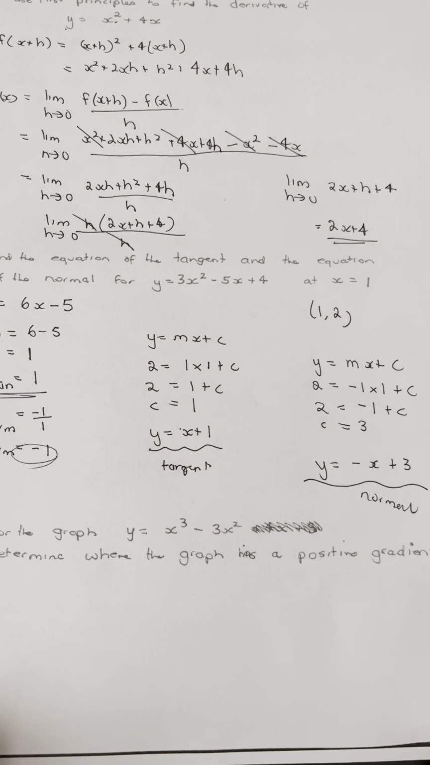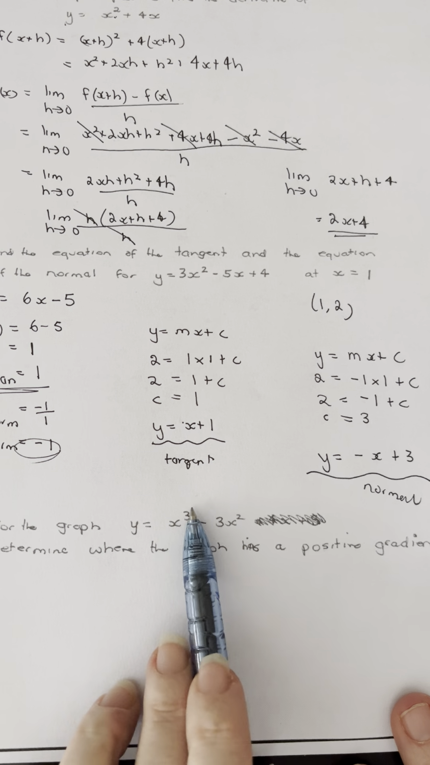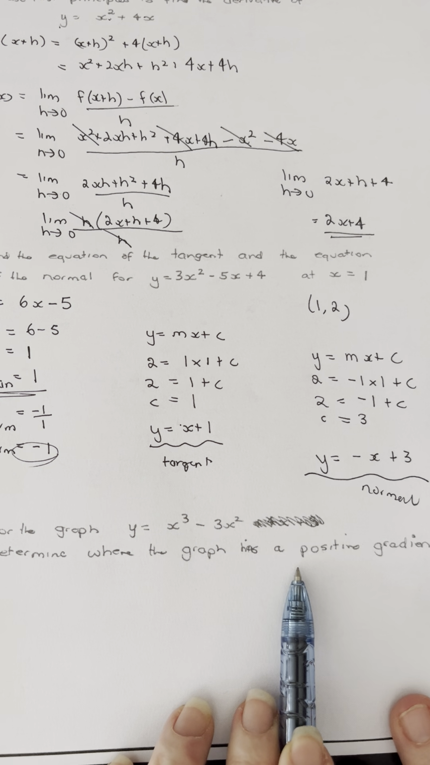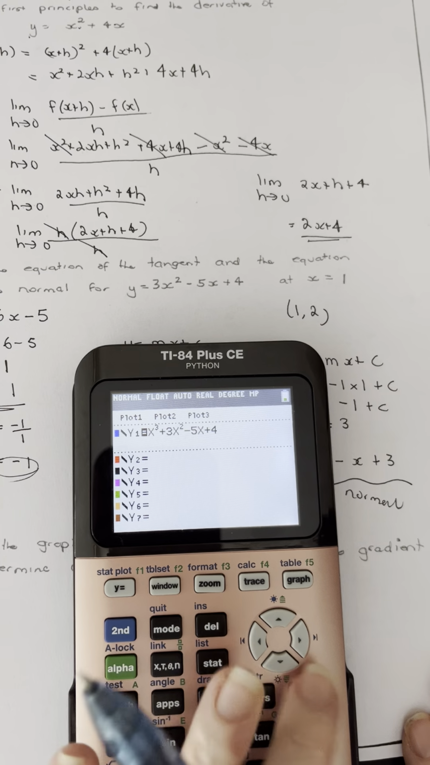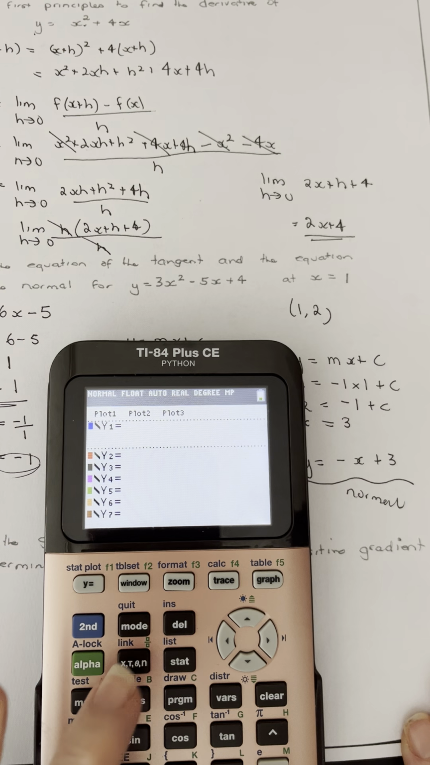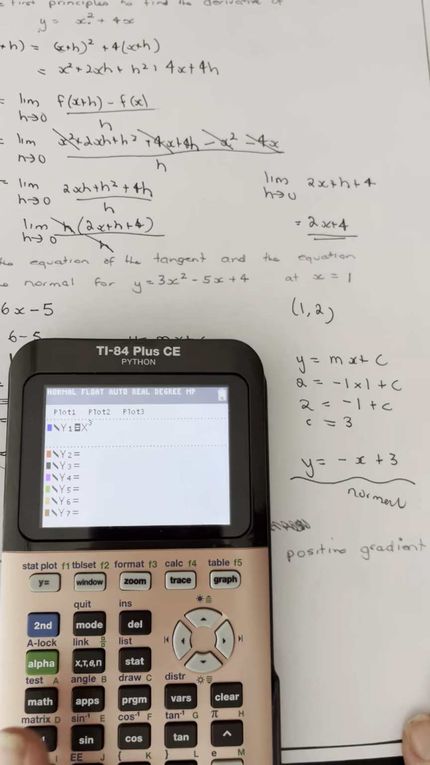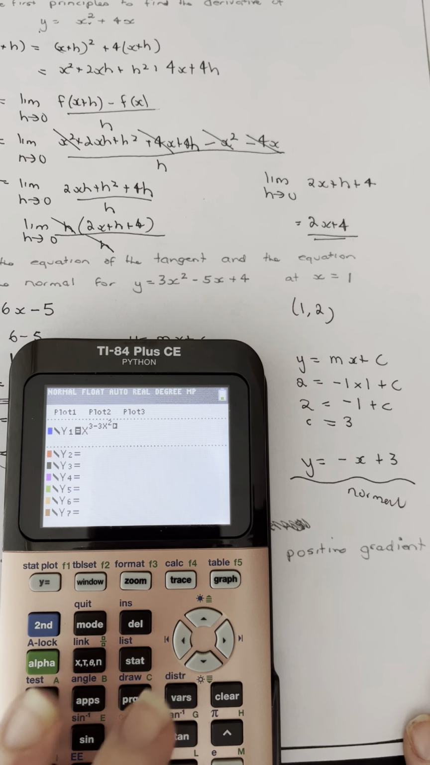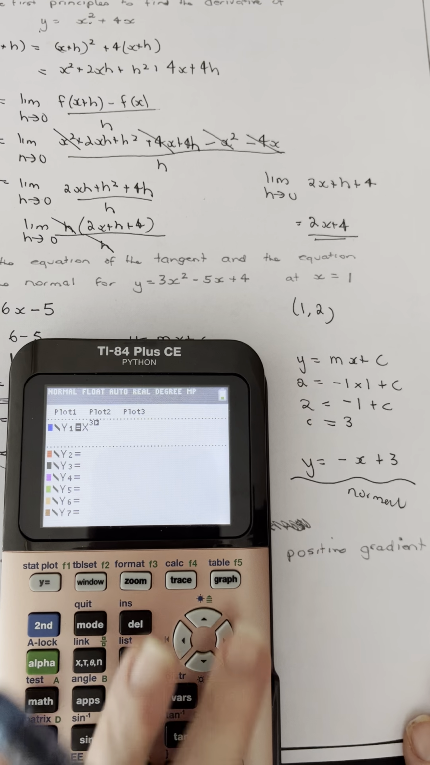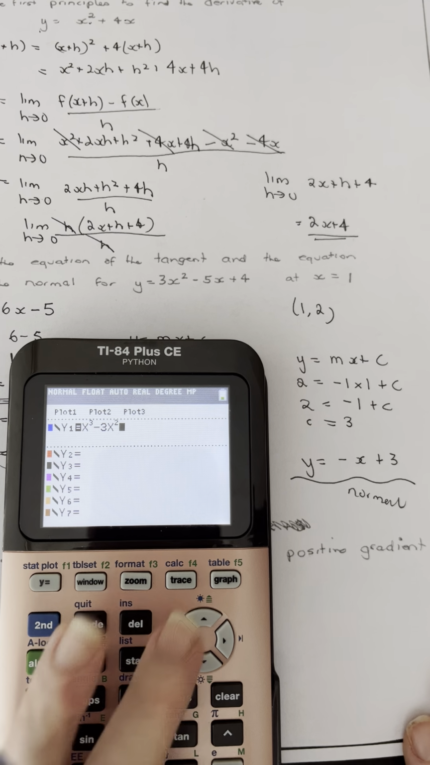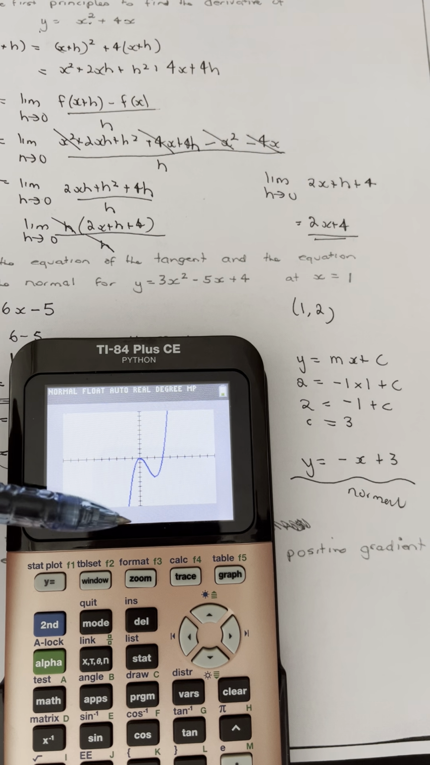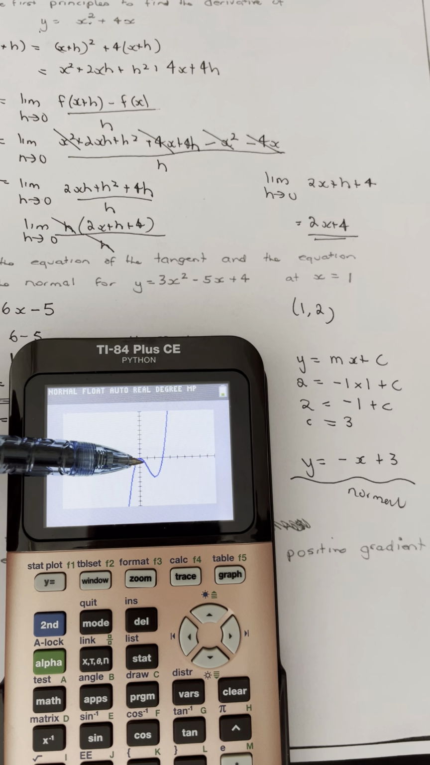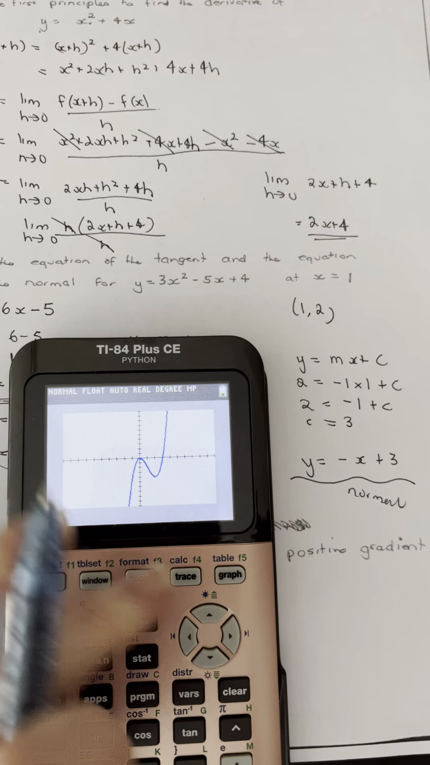And the last question in this set is: for the graph x cubed minus 3x squared, determine where the graph has a positive gradient. So having a look at that graph, to start with, we've got x to the power of 3, and we're taking away 3x squared. And so then I'm looking at where it is positive. So I've got a positive gradient here to 0. And then when we get to this point, so I need to find out, that looks like it's 2.